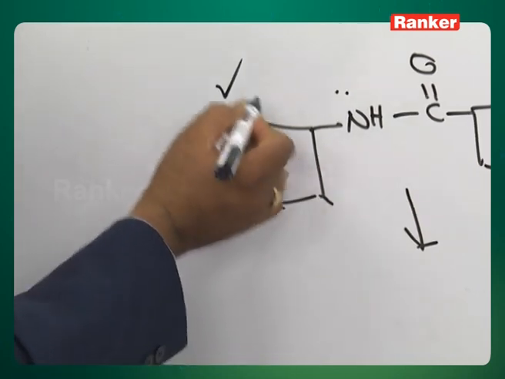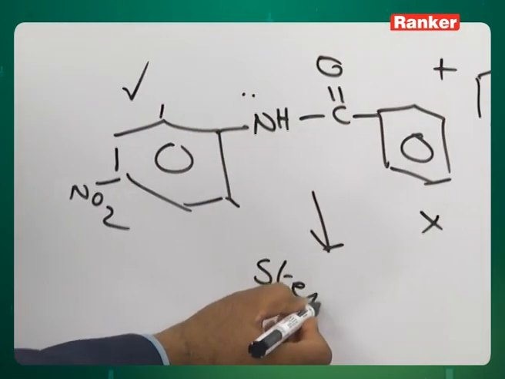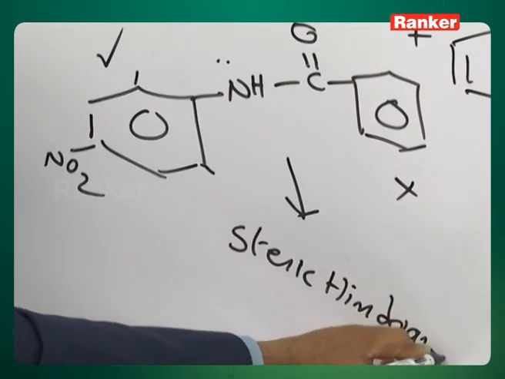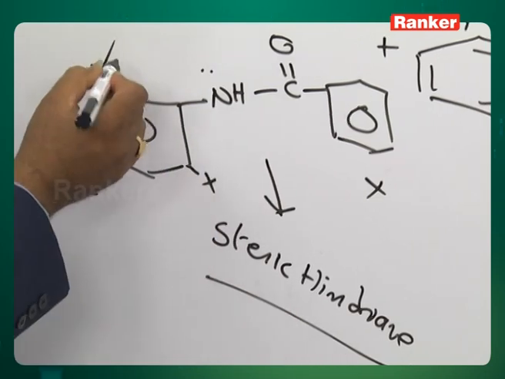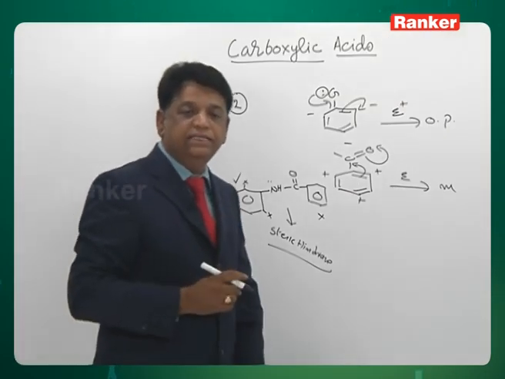The ortho nitration will have steric hindrance. So due to the steric hindrance, the ortho product will not take place, only at para the reaction takes place. So search for the answer in the options.